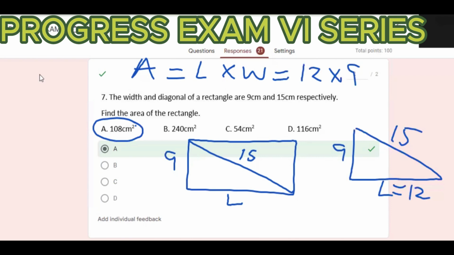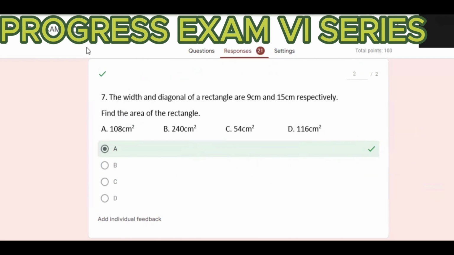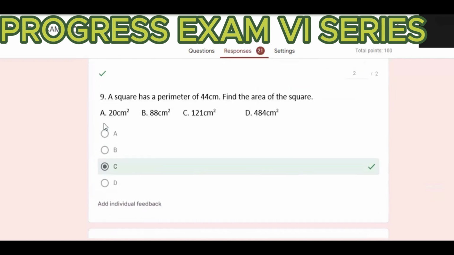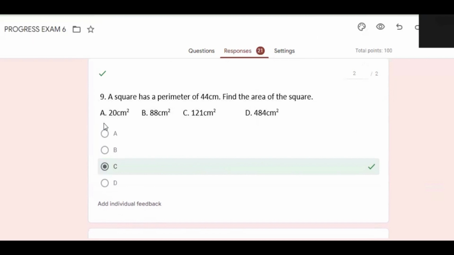Okay, what do we have next? A square. For this one, the square has a perimeter of 44 centimeters.